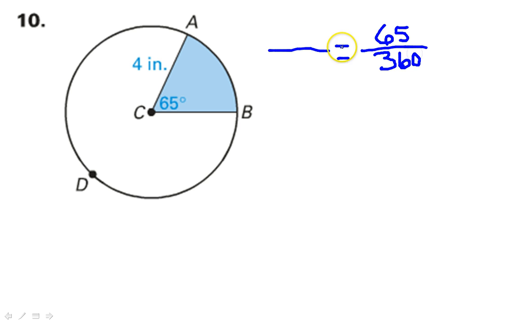65 over 360. Now on the left-hand side, I'm still doing part over whole, but this is partial area divided by the whole area. Now I don't know what the partial area is, so I could put an x there. I'm going to put a lowercase a to remind me that I'm finding the small area. You could put x if you want. Now, in the bottom of this fraction, I need the whole area. I don't know it, but I know a formula that will help me find it, don't I? How can I find the area of this circle real quick? Sure, what we've been doing this whole time. Area is pi r squared.